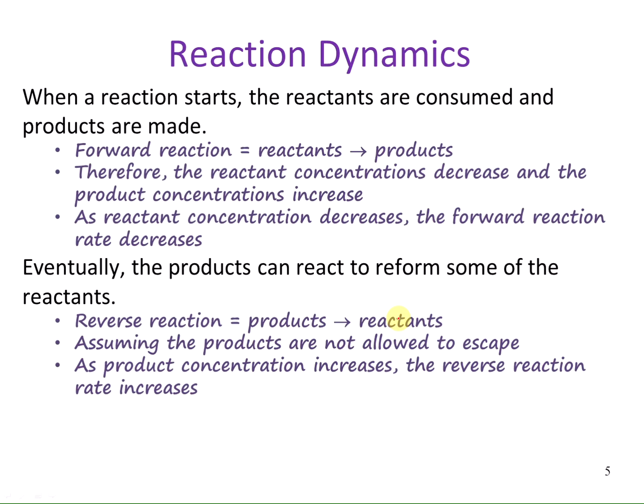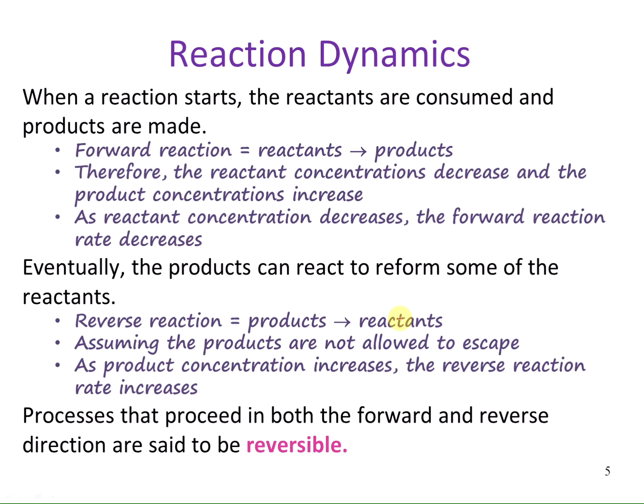And as the product concentration increases, the reverse reaction rate increases. So the more product that you make, the faster the reverse reaction is going to become. And processes that proceed in both the forward and reverse directions are said to be reversible. This means that you can go from reactants to products and products to reactants.